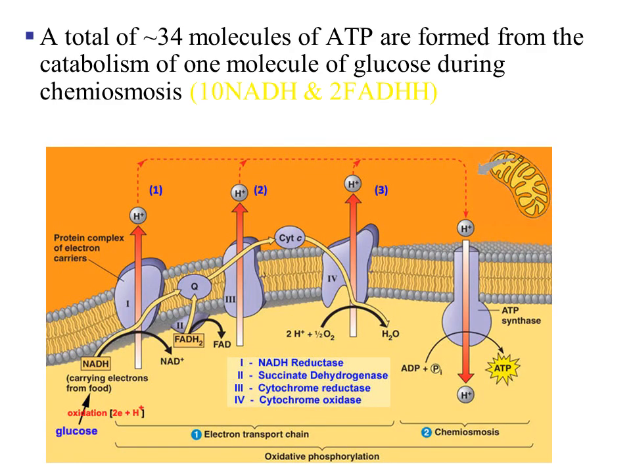A total of 34 molecules of ATP are formed from the catabolism of one molecule of glucose during chemiosmosis. So chemiosmosis is once we have created this high hydrogen concentration, that will produce 34 ATP molecules.